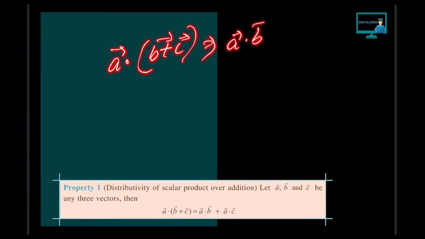So next, distributive property. We have a vector A dotted with the sum of two vectors, B plus C. So what we can do is A vector dot B plus A vector dot C. Important, we'll use it somewhere.